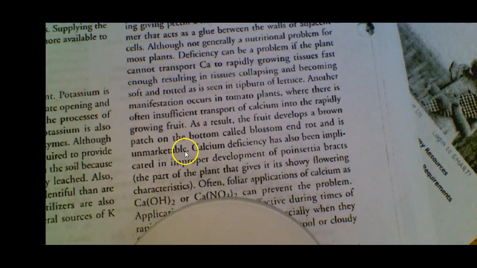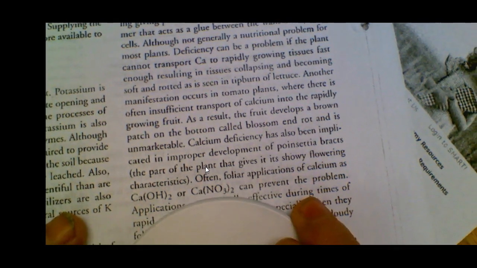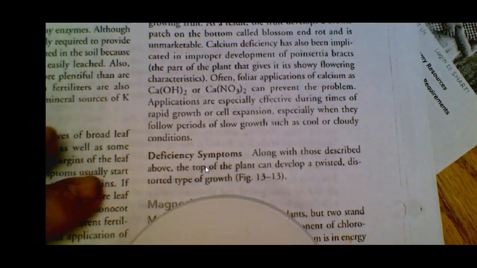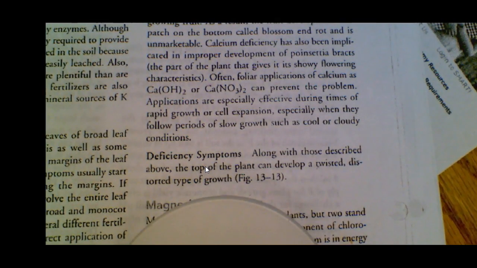I've had that, but it's mostly caused, in my case, by irrigation later in the evening, so it's improper timing of irrigation, so I get blossom end rot. Okay, so calcium deficiency, as we look at it here, has also been implicated in improper development of poinsettia bracts. So if we go into the timing of when the poinsettias are supposed to be changing colors, it's very important to have calcium. So what they do in greenhouse situations is they apply calcium oxide or calcium nitrate to prevent the problem. And calcium nitrate's a great fertilizer. You can just get some burn with it, so you have to be careful.